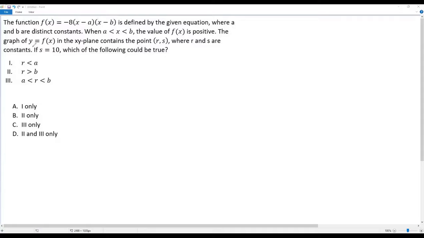The graph of y equals f of x in the xy-plane contains a point (r, s), where r and s are constants. If s equals 10, which of the following could be true? So we have three statements and we have to find the one which is true.